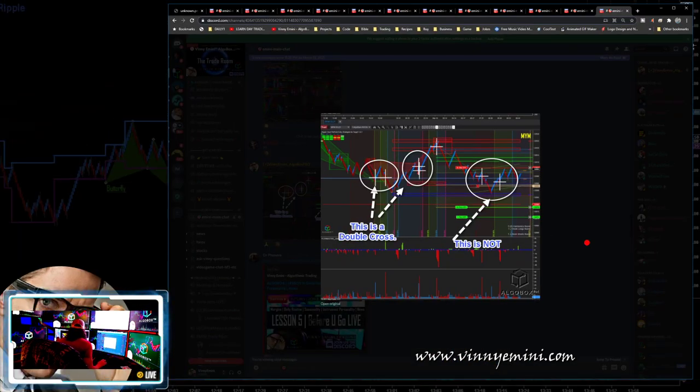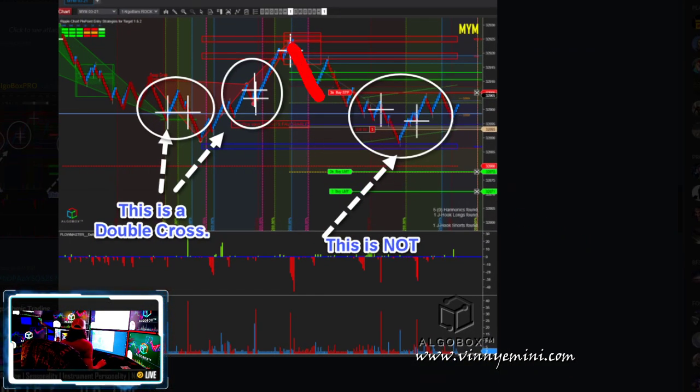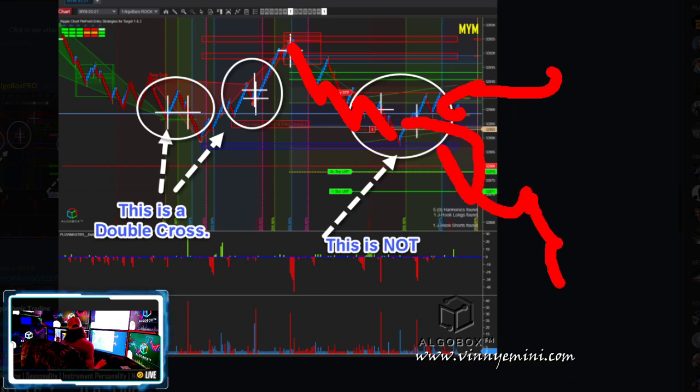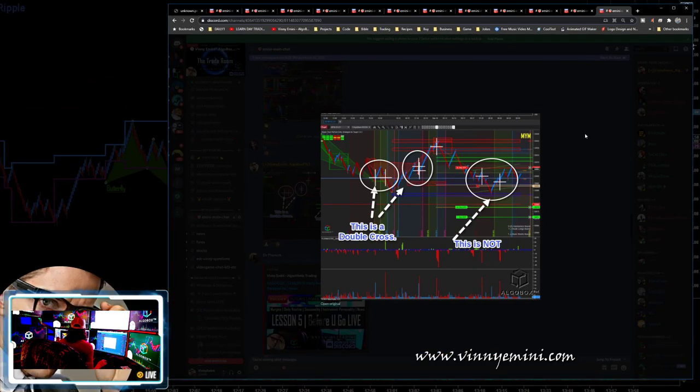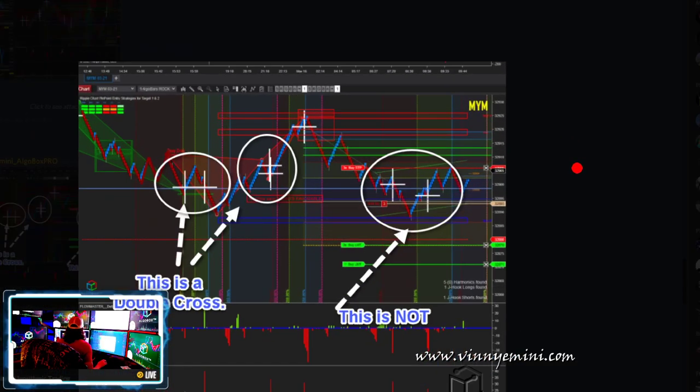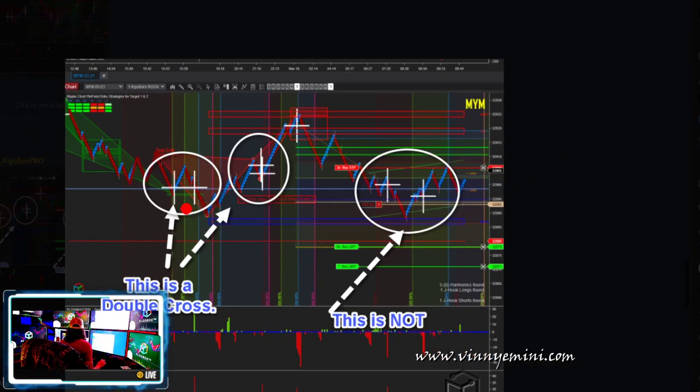Somebody was already just looking for an excuse as they went red leg down, and they're like, oh, I see two crosses, I'm just going to call it a double cross and get in. Okay, you got wrecked, right? It was a tough day for this person. At the same time, I asked him, did you get the double crosses right in front of it?